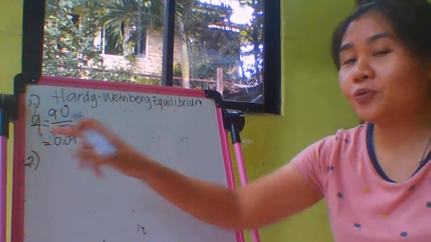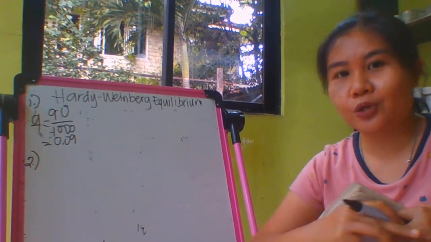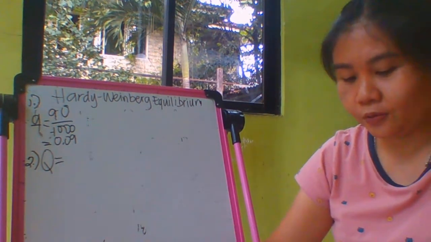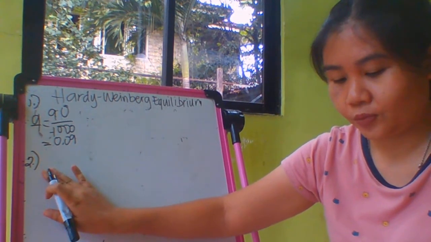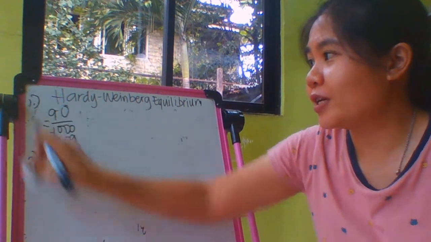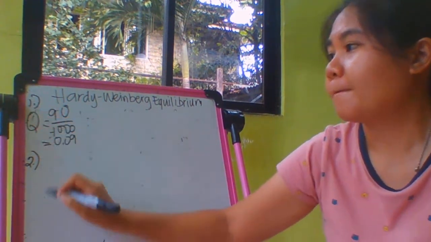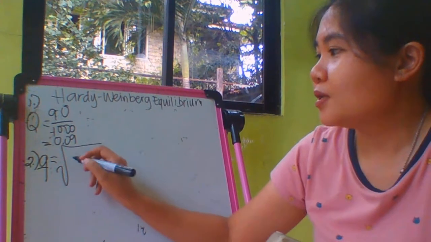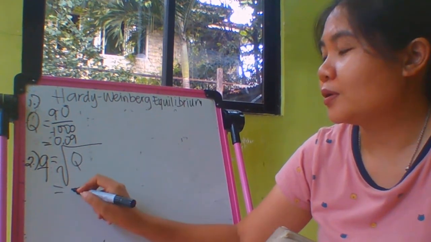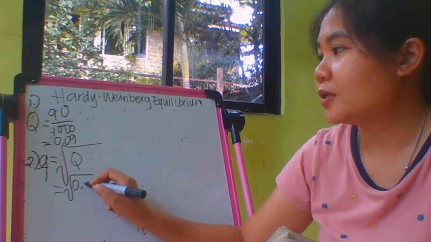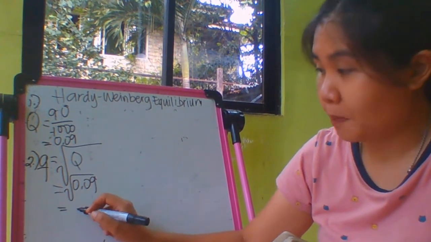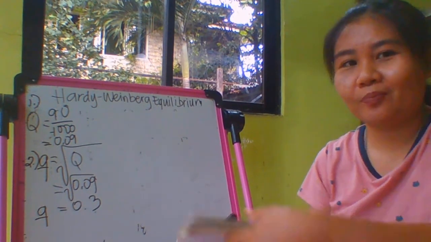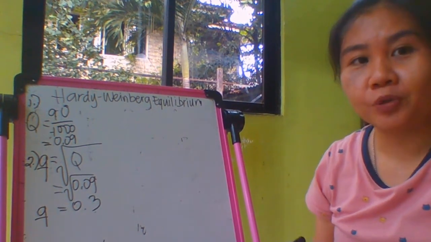Since we already have capital Q, and capital letter Q is equal to small q squared, in order for us to solve for small letter q, this is genotypic frequency, so it's the other way around. We take the square root of capital Q. The square root of 0.09 is 0.3. That is step two.